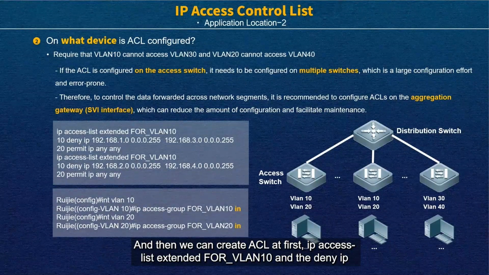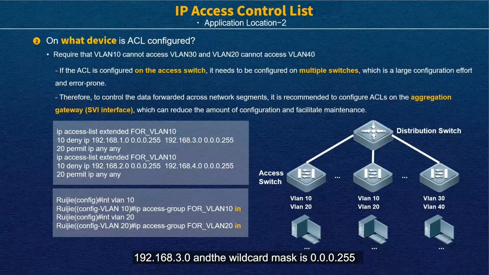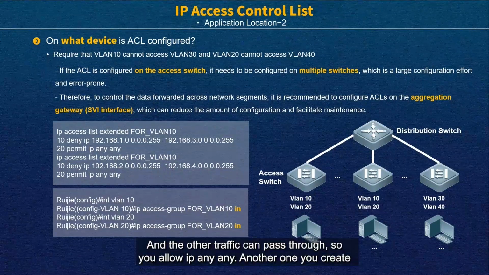And then we can create the ACL first: ip access-list extended for VLAN 10, deny IP 192.168.1.0 0.0.0.255 to the destination 192.168.3.0, and the wildcard mask is 0.0.0.255. And the other traffic can pass through, so you permit IP any.